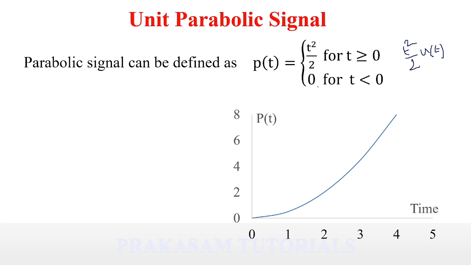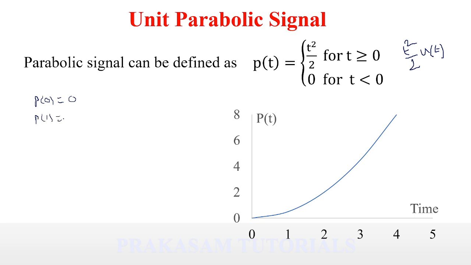Next, draw the graphical representation of the unit parabolic signal. In this definition, substitute different values of t. First substitute t is equal to 0, p of 0 is equal to 0 square by 2, which is 0. Next substitute t is equal to 1.